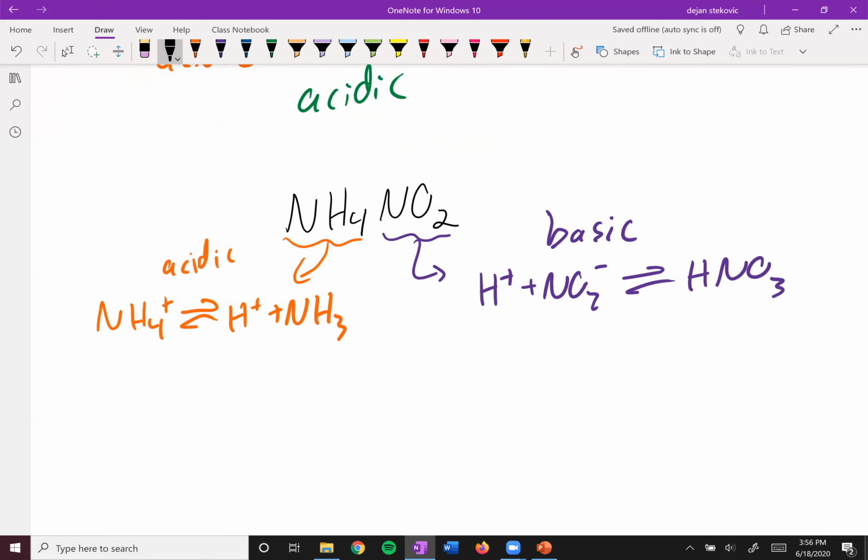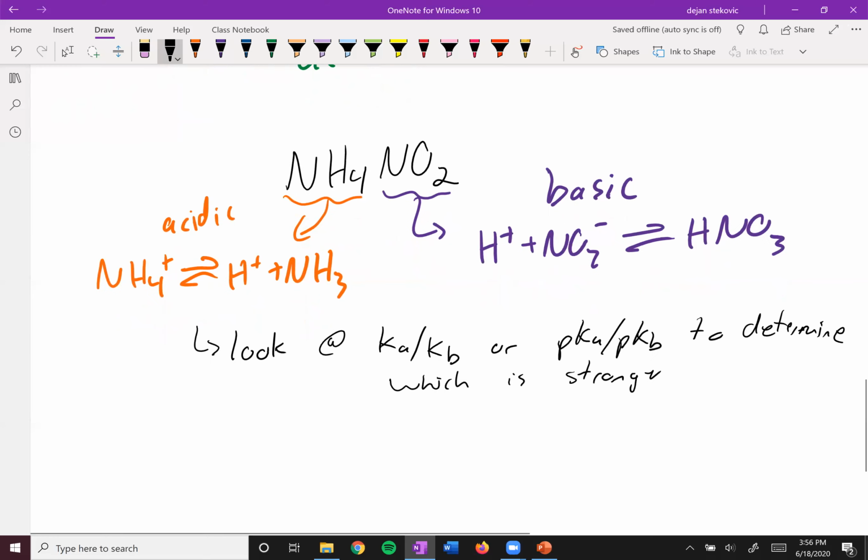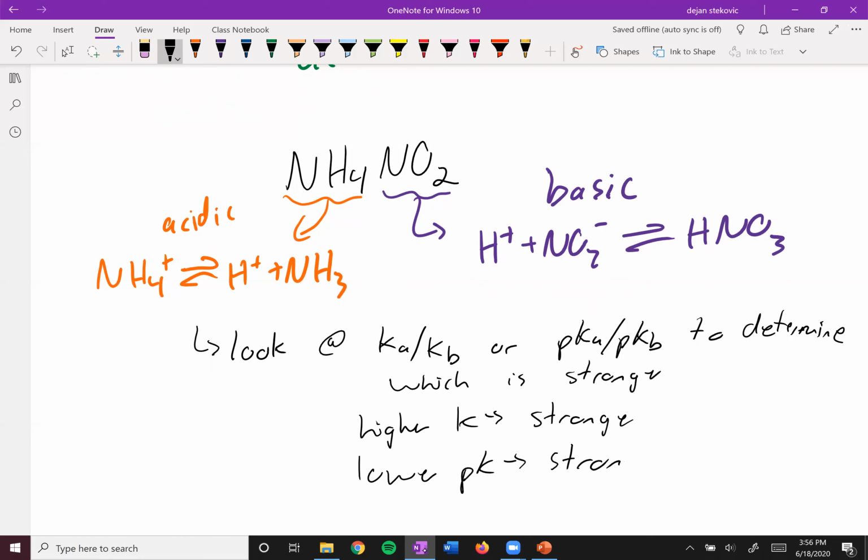To figure this out, we need to look at the pKa, Ka, Kb type of stuff to determine which component is stronger. So look at Ka/Kb or pKa/pKb to determine which is stronger. And remember, the higher K is going to be stronger, or the lower pK is going to be stronger, right?